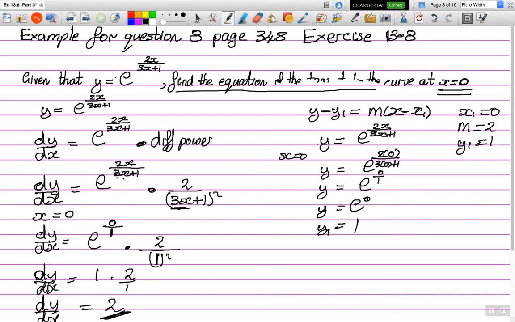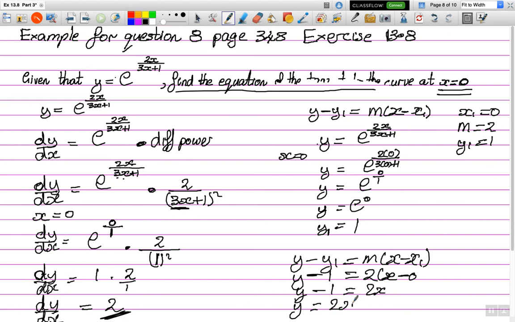is equal to 1. So quoting this formula, y minus y1 is equal to m on x minus x1. And we're going to get y minus 1 equals 2 on x minus 0. So y minus 1 equals 2x. So y is equal to 2x plus 1. Not an easy question. Top grade A. It really is.